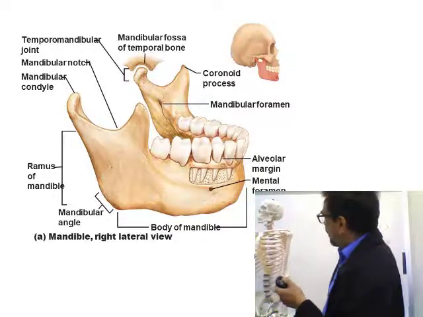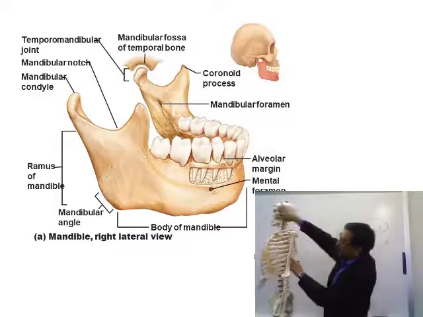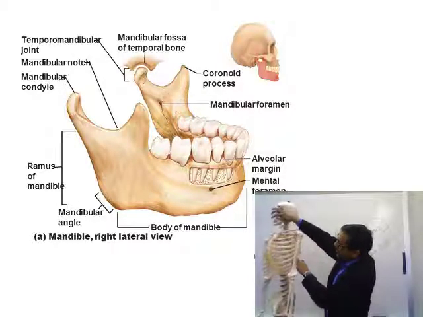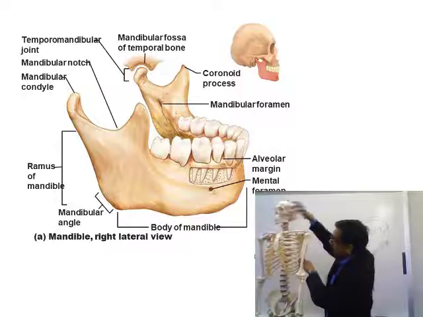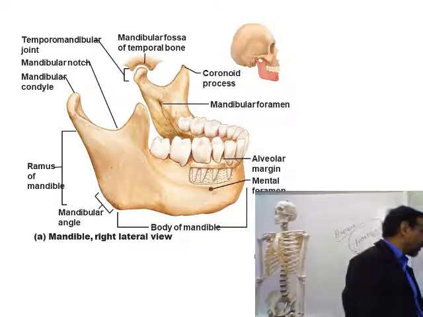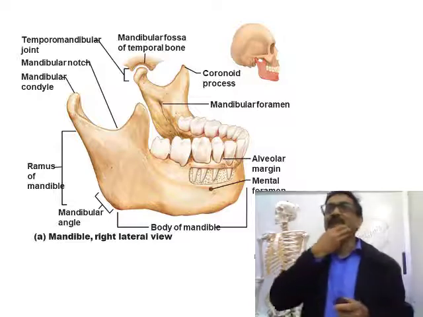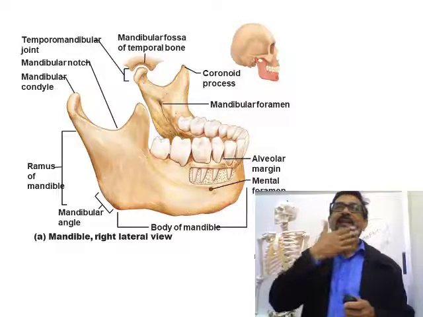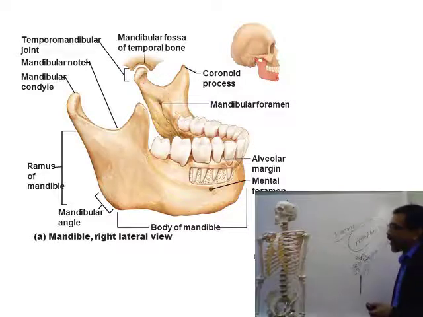If you see the front of the body, if you look carefully here, you have a tiny opening. One on this side, another on this side. So those are called the mental foramen. Why are those called mental foramen? Because you already know this area is called the mental area. You remember the mental area, this area. So the name is mental foramen.